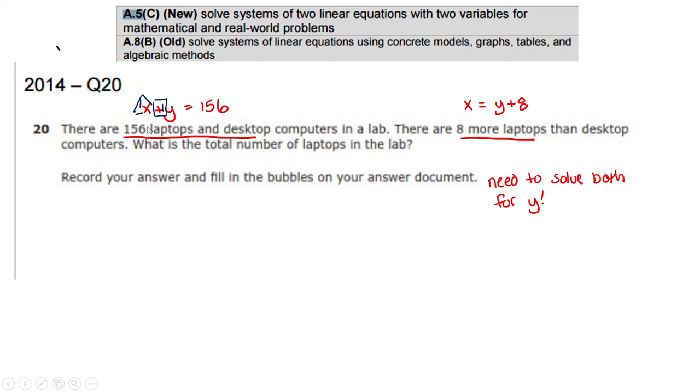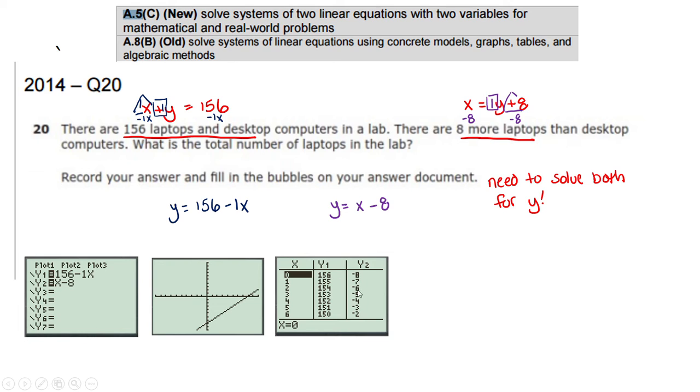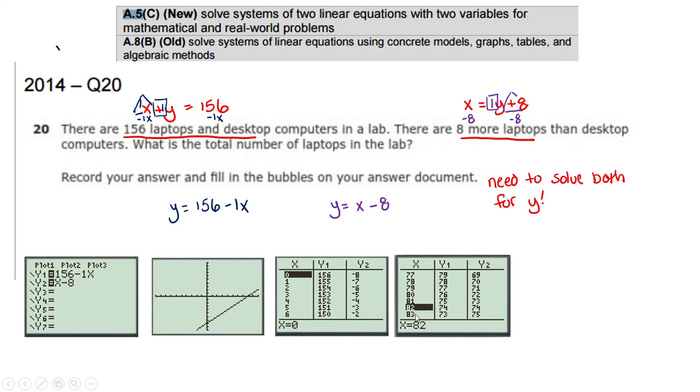So my first equation, I would move over my 1x and then say y is 156 minus 1x. My second equation is almost solved for y. I just need to move over the 8. So then y is x minus 8. Once they're both solved for, put them in your y equals key. Look at the graph. You can't find where they intercept. So if I use my table, they are going to get closer and closer together as I scroll down. If you keep scrolling down, you'll finally see where they meet up at 82. And since they want laptops, and we said laptops was my X, we would want to pick my X in this problem.